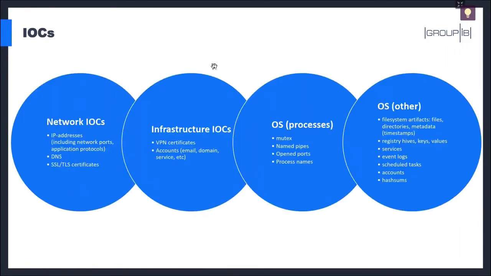I've mentioned indicators of compromise. Here I distinguish them into these 4 main circles. First of all is network. Here I mean IP addresses, including network ports and application protocols. Then we talk about DNS, and we talk about SSL and TLS certificates.